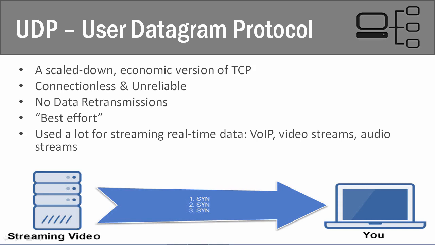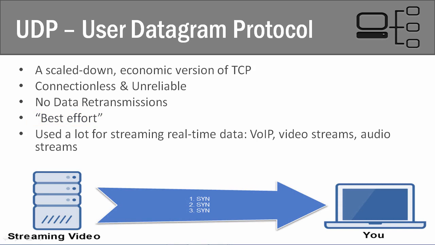Now, on the flip side, TCP is reliable, but UDP is not at all. It's connectionless and it's unreliable. And it doesn't do any sort of data retransmission. So it just pretty much sends data and it says, I'm done with it. I did my best effort. I sent the data. Hopefully it gets there. If it doesn't, oh well, there's nothing I can do about it.